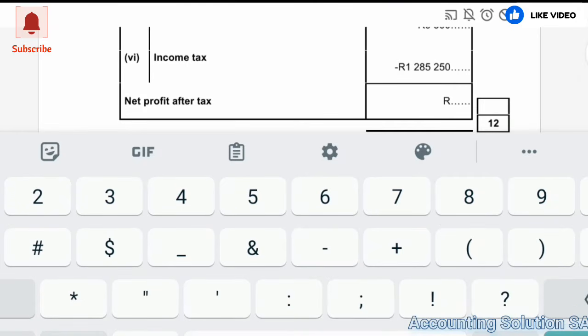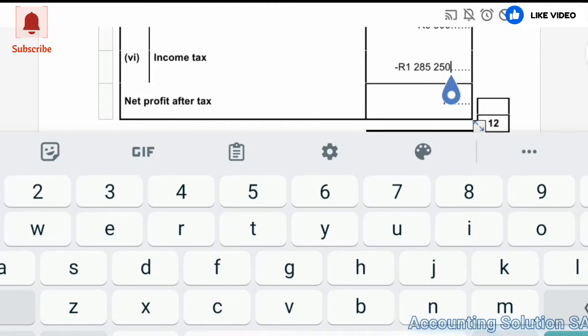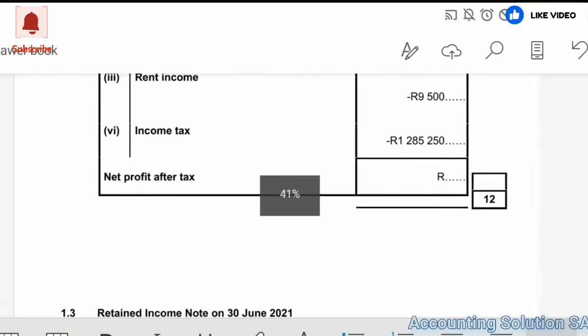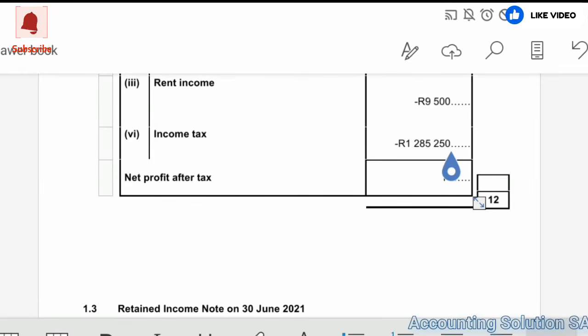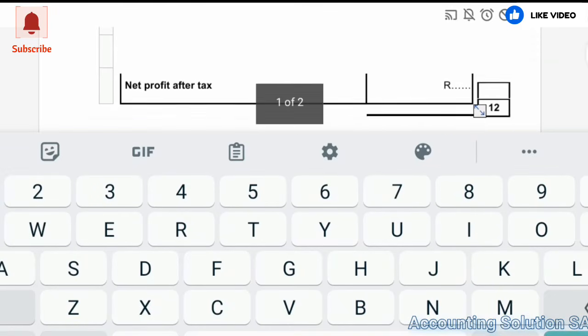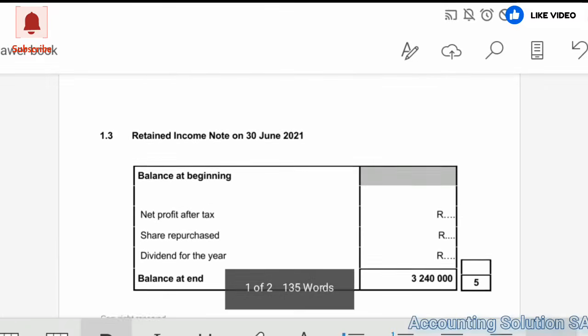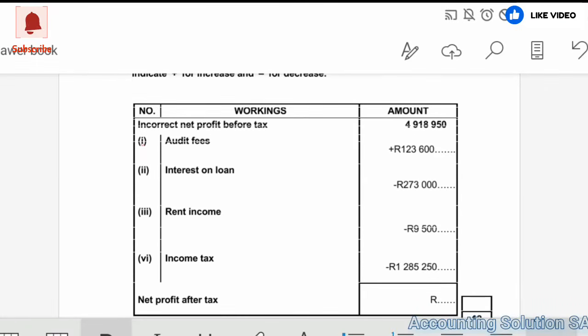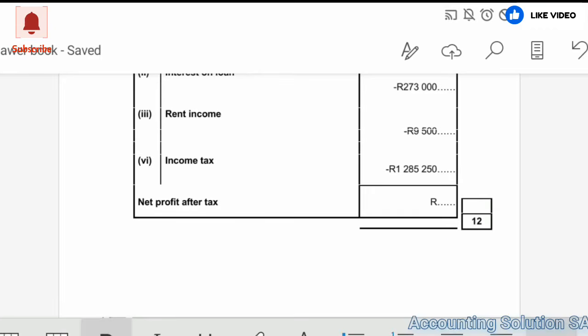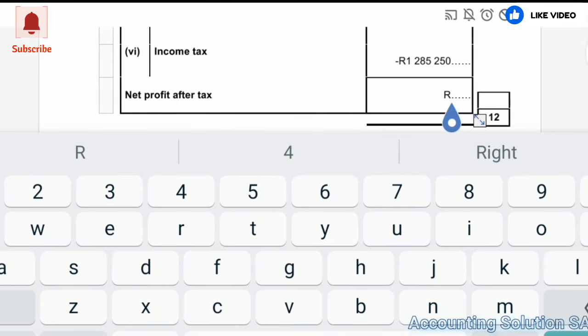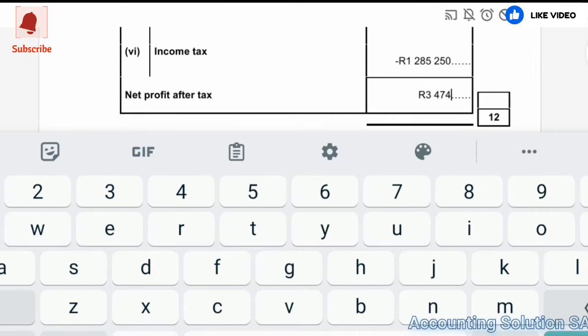Okay, it will be a minus, because remember I said a provisional income tax simply means that we have made a payment to SARS, which means that we reduced our liability. Okay, so now let's count everything, then we get the total. Okay, when you add, guys, under these bands, you start from 4.9, then you add audit fees of 1 to 3, then you subtract. Where there is a minus, guys, you subtract. Where there is an addition, you simply add. Okay, our total net profit after tax will give us 3,474,800.